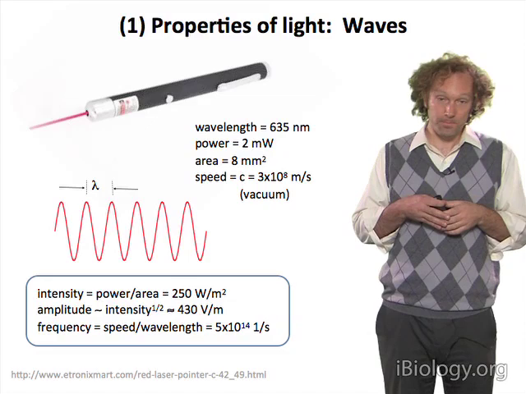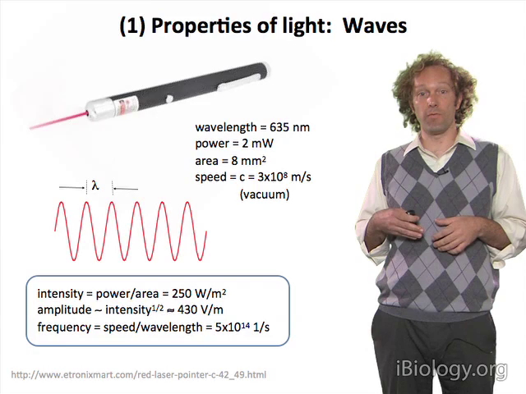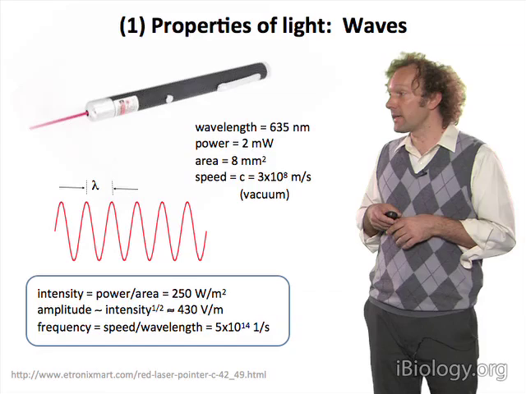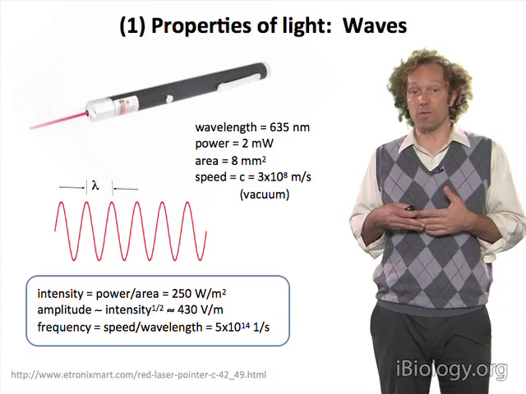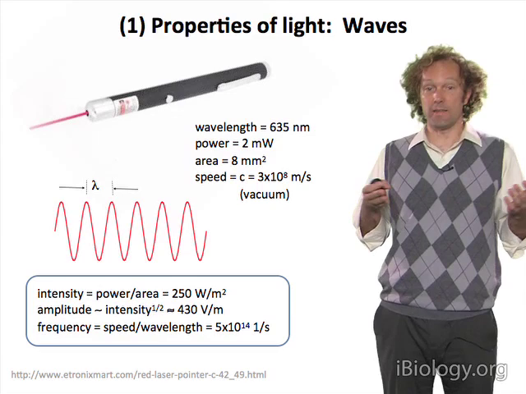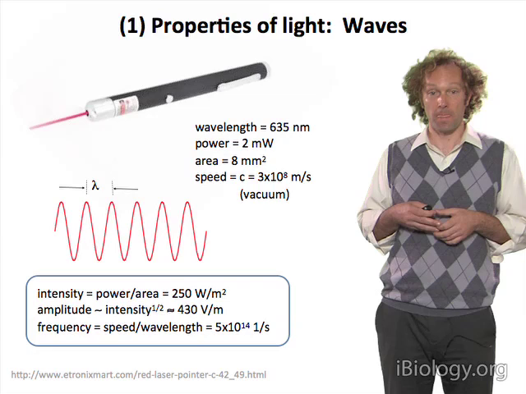So if we take those four pieces of data, we can work out a few different properties of the waves that are coming out of our laser pointer. For one, we can calculate the intensity of the wave. If we take the power that's coming out and divide it by the area, we get the intensity. That's a common measure of light passing through any imaging system, how much power per unit area, or intensity, is present. And for a laser pointer, that's a relatively large 250 watts per meter squared.